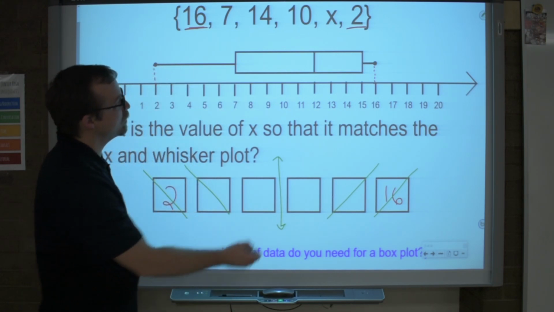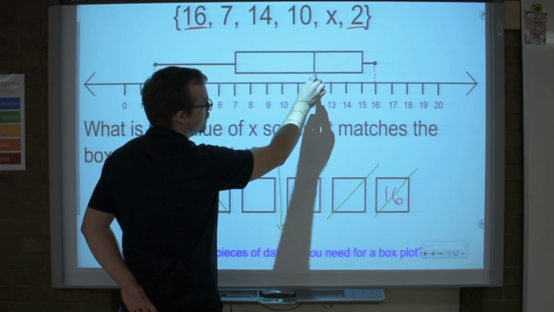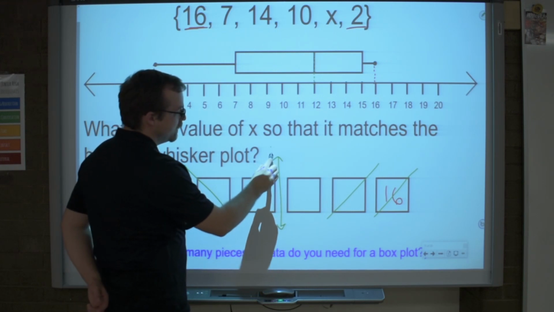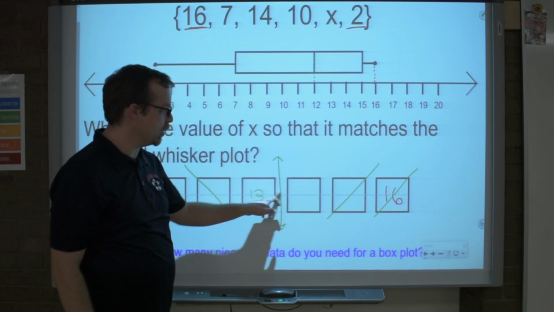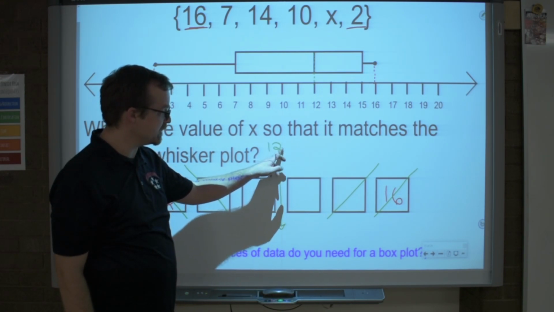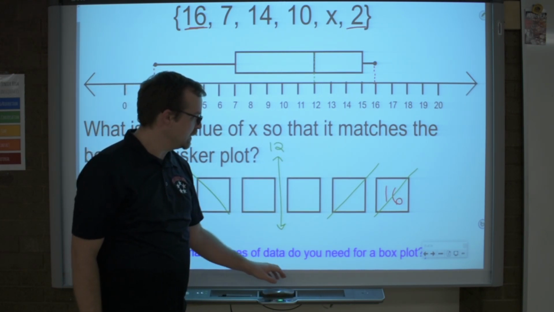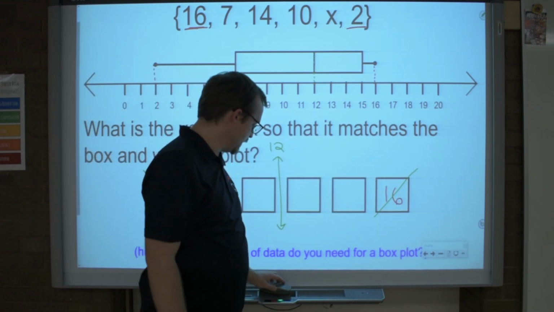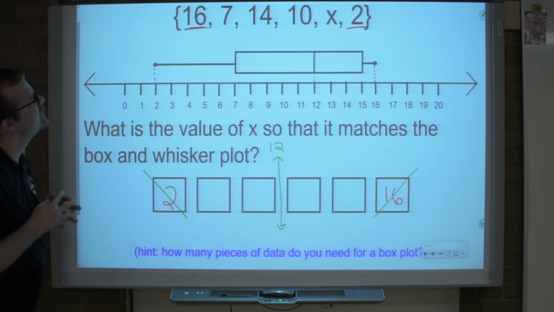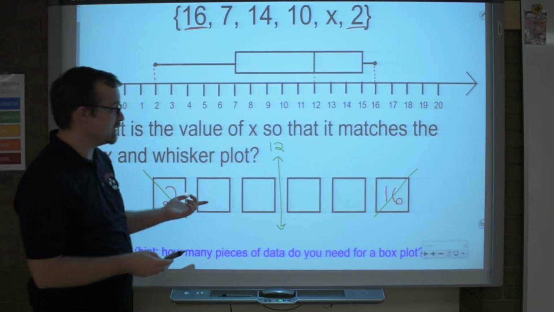But what is my median according to my box plot? My median is 12, right? But you notice the median's not in a box here. It doesn't go in as part of my data because the median is between two numbers. So I'm just going to put 12 there, and maybe that's going to help me guess what my other values are going to be. Use the magic pen. All right, so let's see here. What other numbers can I put? Let's go ahead and take a look at this now.